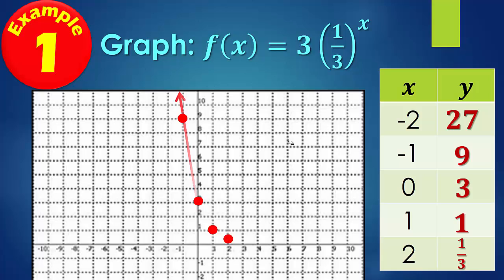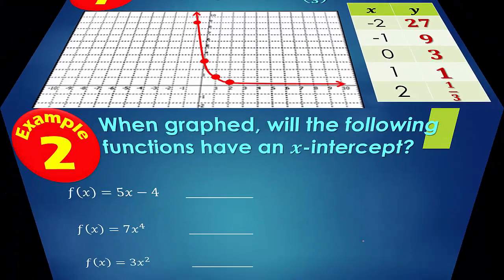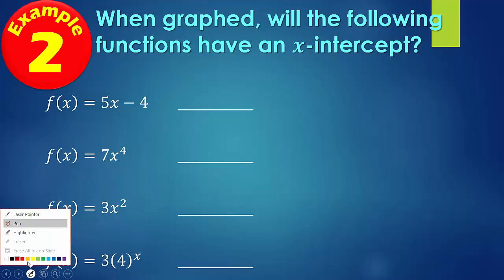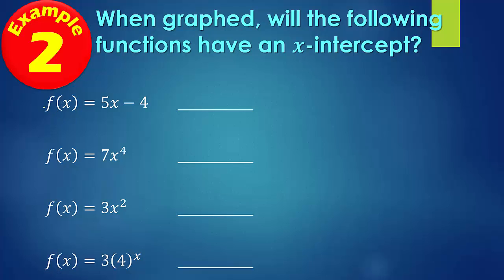When x is 2, it's 1/3. And you can see how this kind of starts to curve and flatten out, but never quite touch there. All right, next example. Will the following functions have a y-intercept? Easy way to do this, and you don't even have to solve it really, you can just see if you'd be able to get an answer. We replace all of these with 0.